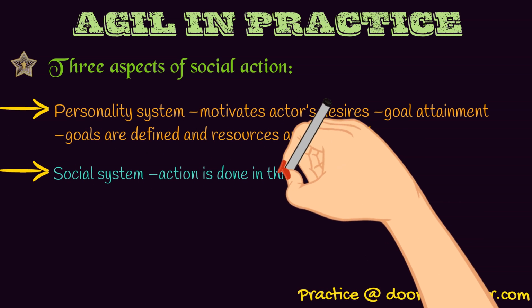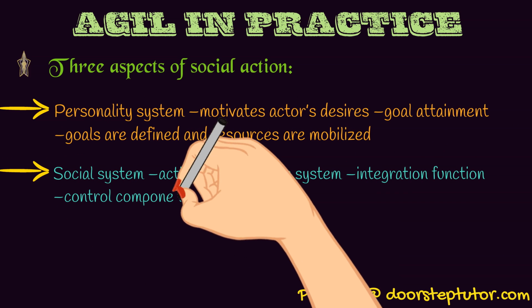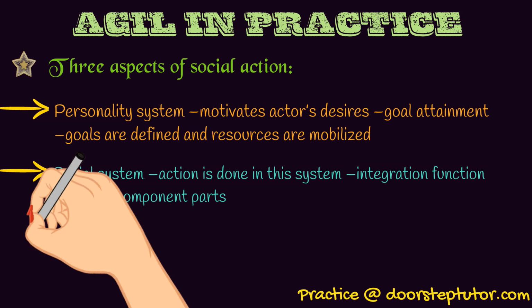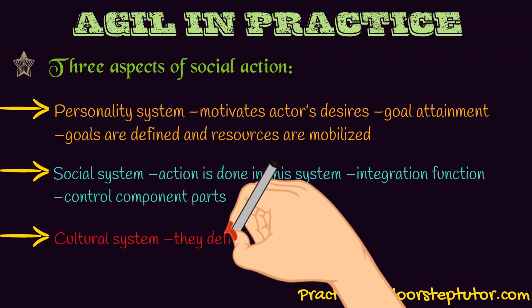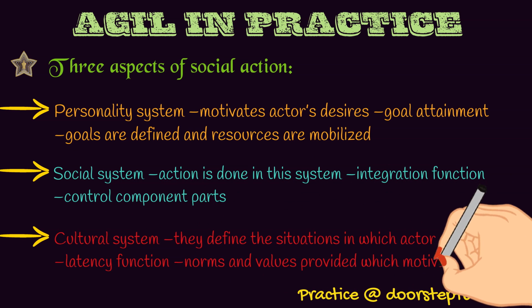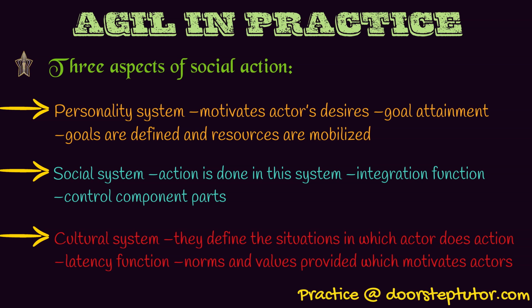Integration. Now, integration, all the components, all the parts, they come into integration with each other, and that is how the action is performed. This is the social system. And cultural system, latency function. This is when the situations are defined in which the actor performs the action. Norms and values are provided which motivate the actor, and this is what the cultural system is. So I hope you got this lecture.